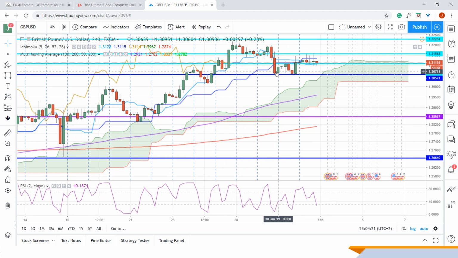We do have a close below Kijun-sen over here, but that's why I say it's important to take into account your major levels. We're well above the major level here. Your trade would have been in profit at this stage. So as long as we stay above this major level of support, well, this level of resistance turned support now, we're still good to go.